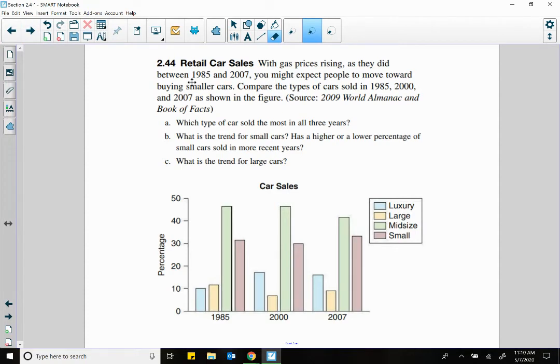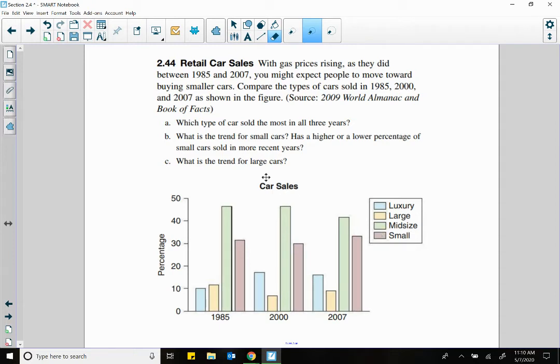Okay, so question A says, which type of cars sold the most in all 3 years? In all 3 years, if we look at this, the bar that is the biggest is the green one. So that means midsize was the most sold in all 3 years.